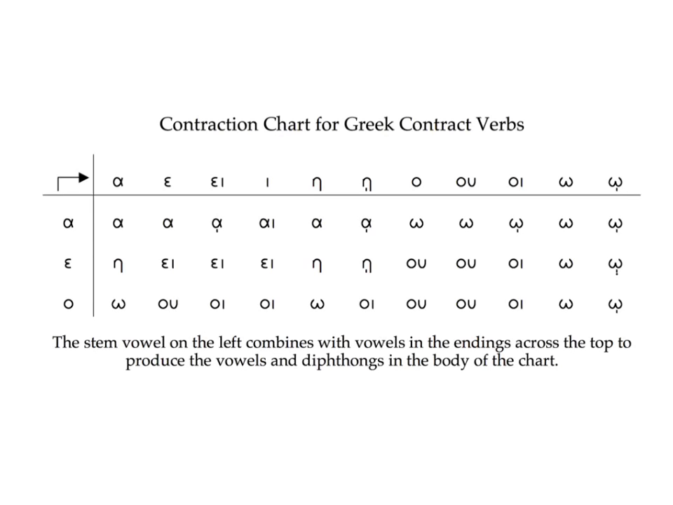As you can see, there are also alpha-contract verbs, which I covered in the video for section 73, and there are also omicron-contract verbs, which we'll cover in section 84.